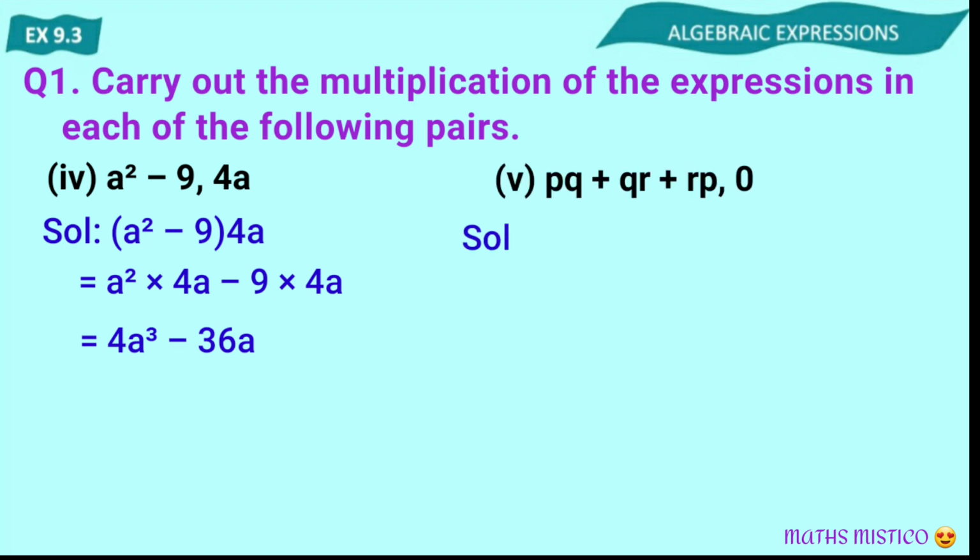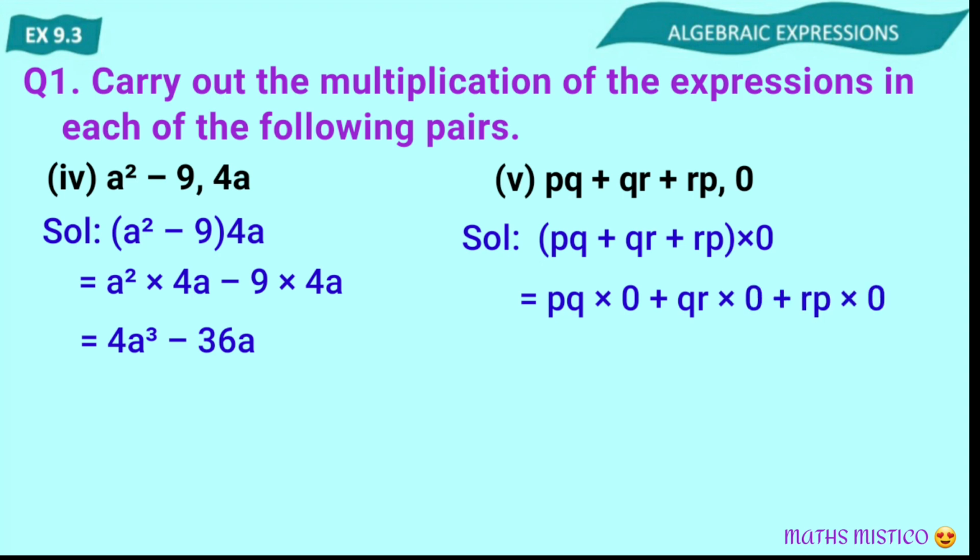In the fifth part, the monomial 0 will be multiplied with each term of the trinomial. So we have pq into 0 plus qr into 0 plus rp into 0. But 0 multiplied by anything is 0. So we get 0 plus 0 plus 0, that is equal to 0.